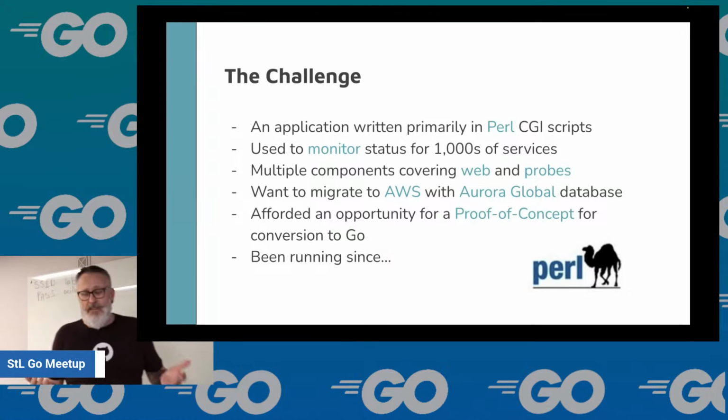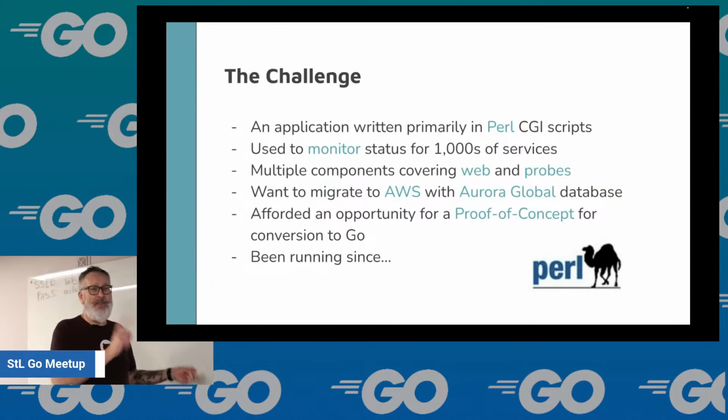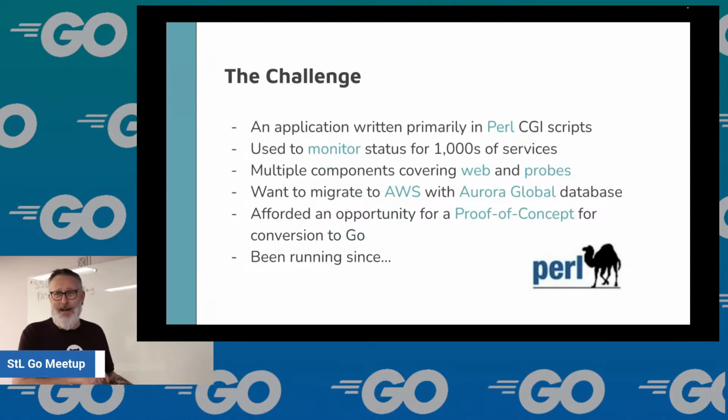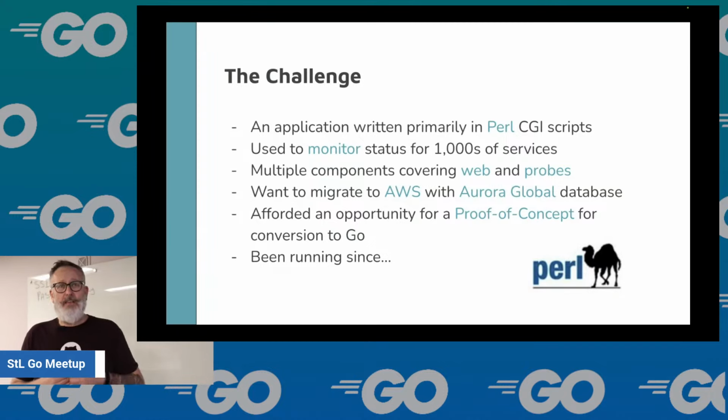Anyway, this application has been around for a long time. The first commit we had in Git was from 2014, but I think that was only because that was when we switched it over from a Subversion repository, so it predated that even. That's why it was written in Perl, and it's CGI, just a little web application so that we could monitor and view the status of all these different services on these well over 1,000 different member sites.